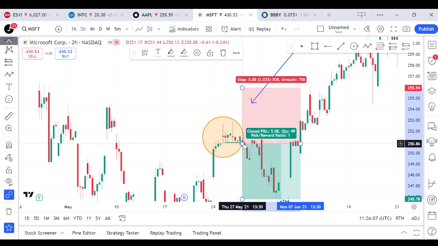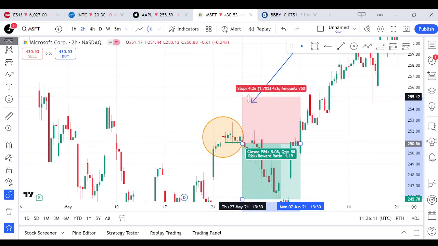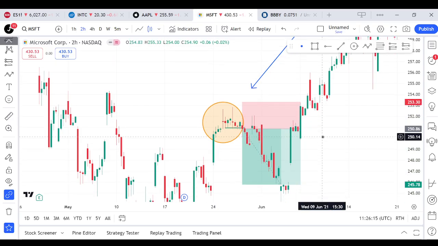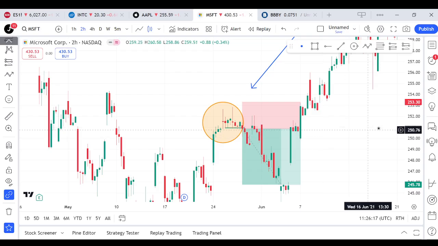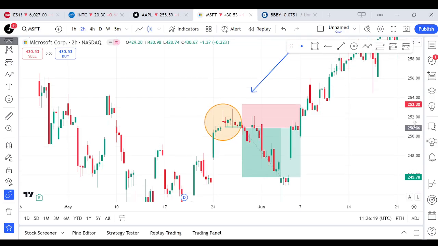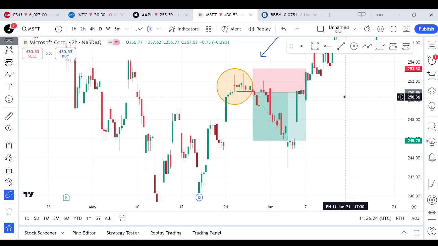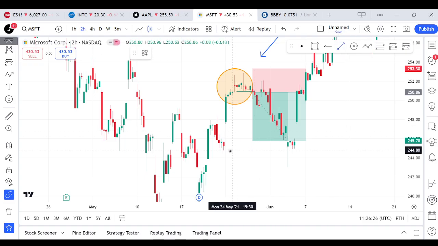For your stops, place your stops just above the second doji for bearish trades. And for your take profits, you could just target a fixed risk to reward ratio of 1:2 or 1:3, depending on your preference. You could also target significant support levels like this one.